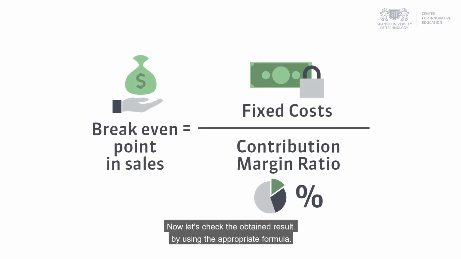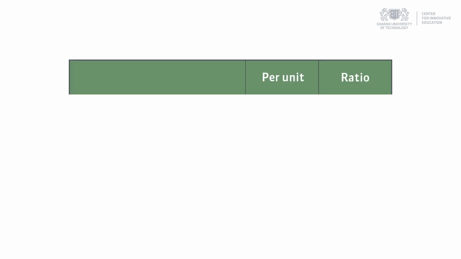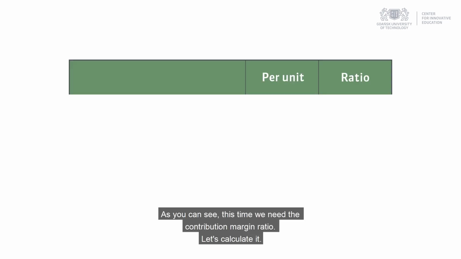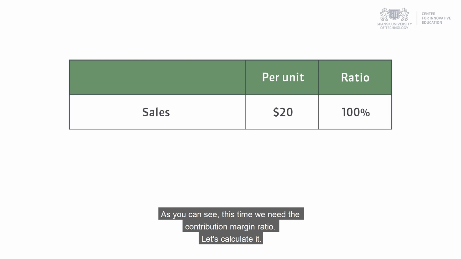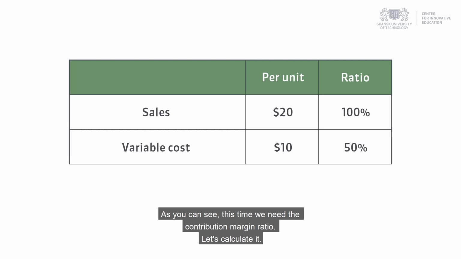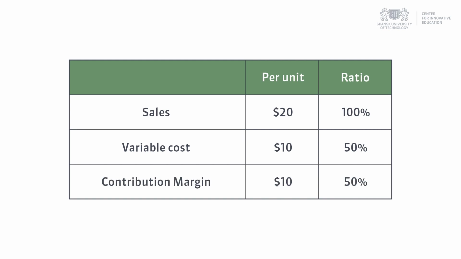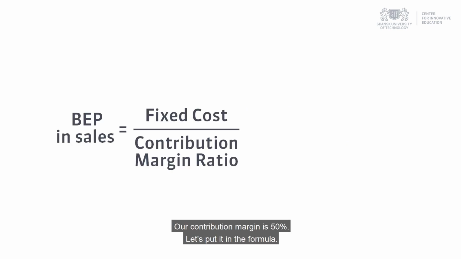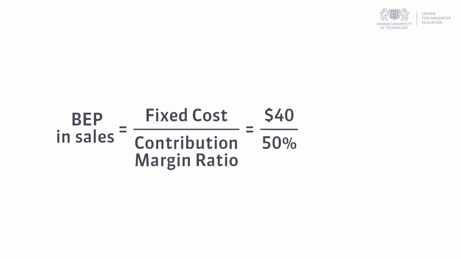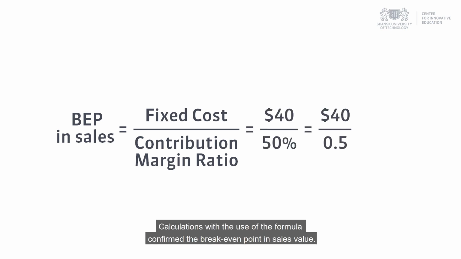Now let's check the obtained result by using the appropriate formula. As you can see, this time we need the contribution margin ratio. Let's calculate it. Our contribution margin is 50%. Let's put it into formula. Calculations with the use of the formula confirmed the break-even point in sales value.